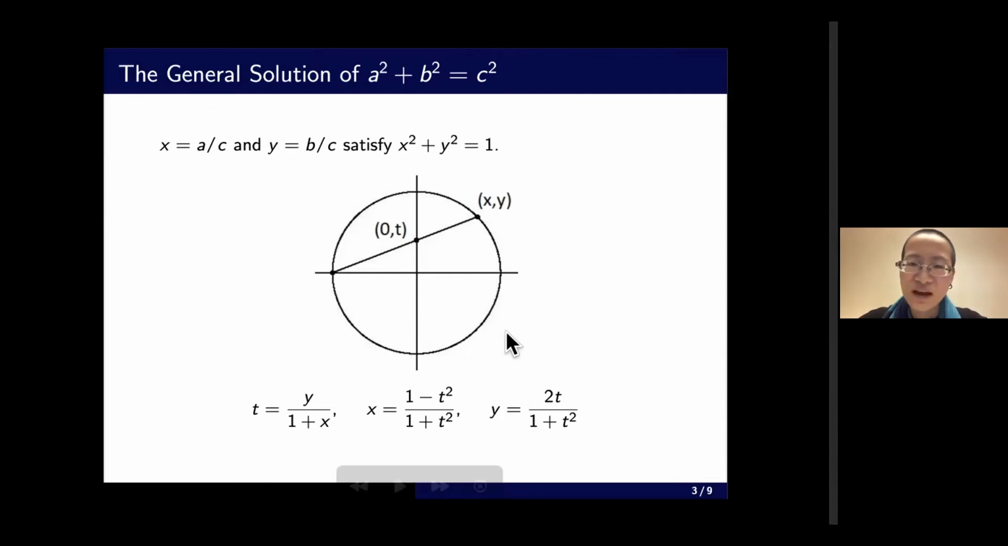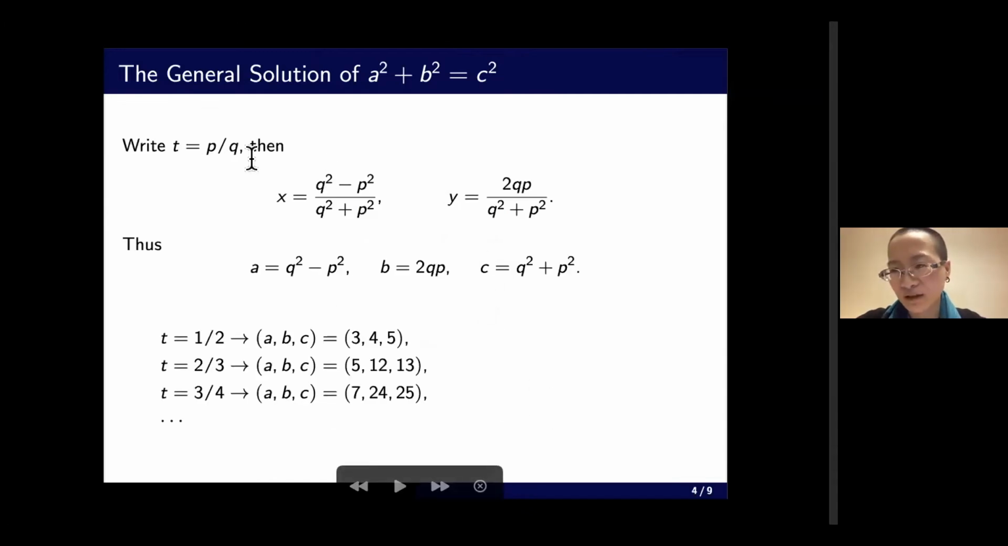Okay. And since we know t is a rational number, we can then express t as the ratio of two integers, p and q. And then we can substitute this back into the expressions of x and y in terms of t to get expressions of x and y now in terms of integers p and q. And then again, we can substitute these expressions back into our original equation, a squared plus b squared is equal to c squared, to obtain expressions of a, b, and c.